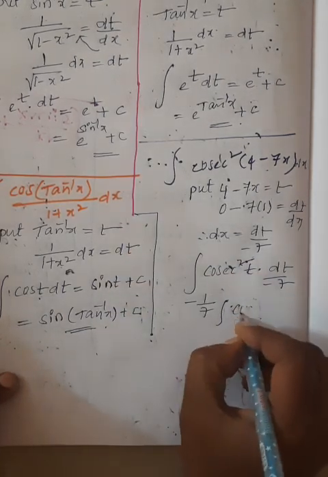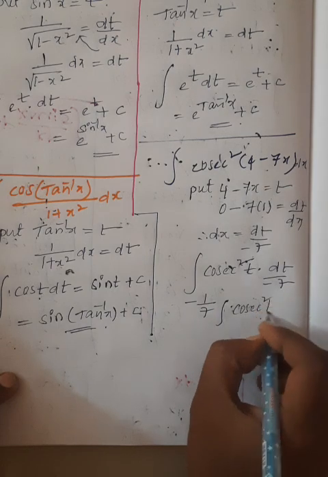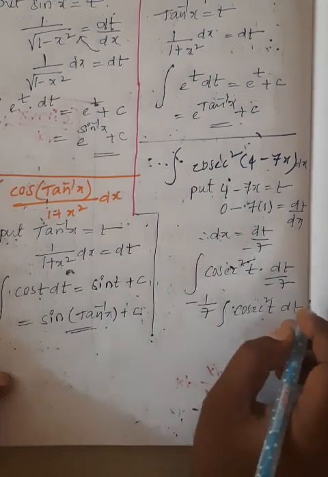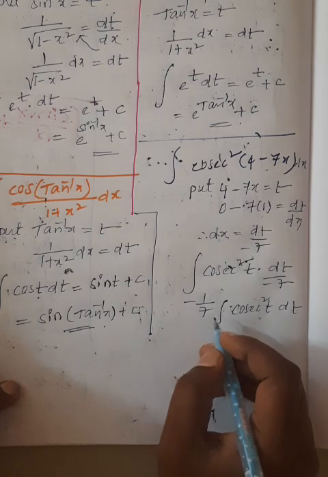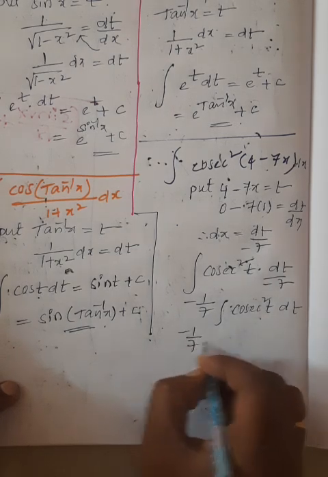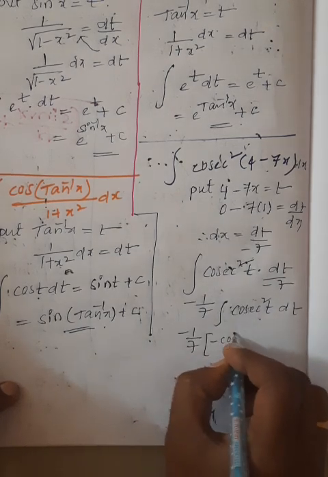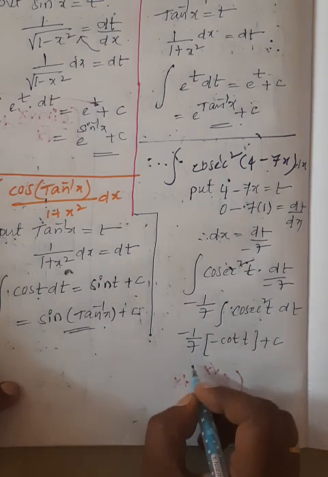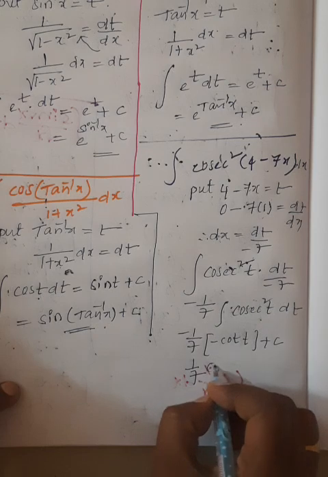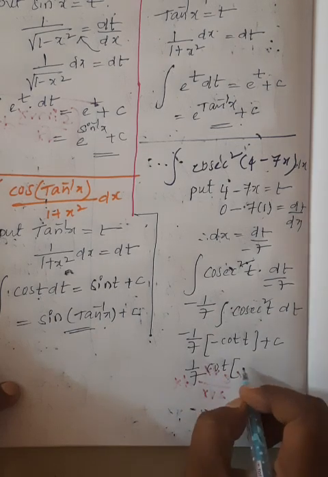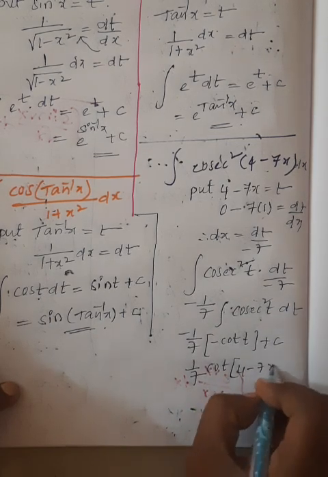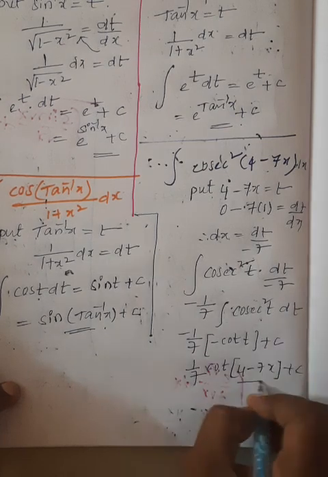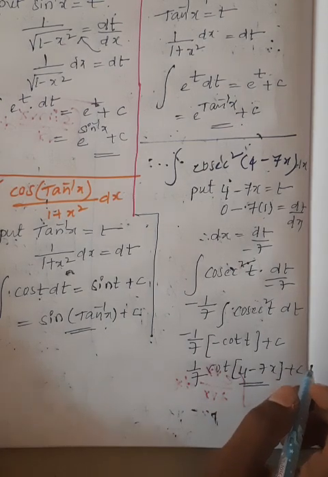So integration of cosec square t dt. We know that integration of cosec square x is minus cot x. So 1 by 7 into minus cot t plus c. So here minus into minus will become plus. Cot t is cot of 4 minus 7x plus c. Again we have to replace t with 4 minus 7x.